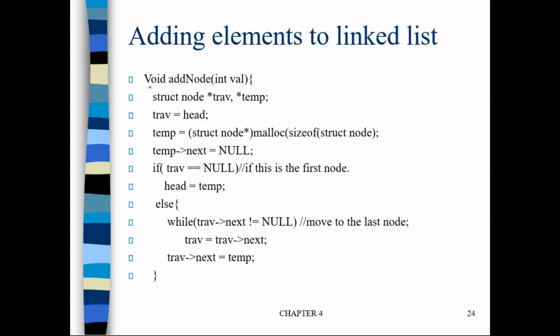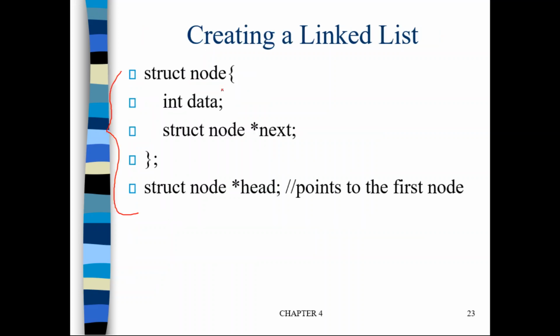See this function. The name of the function is add node. It is void, it does not have any return type. It takes one value as argument. This value represents what the data part of the node should have. This we can probably take as input from the user.